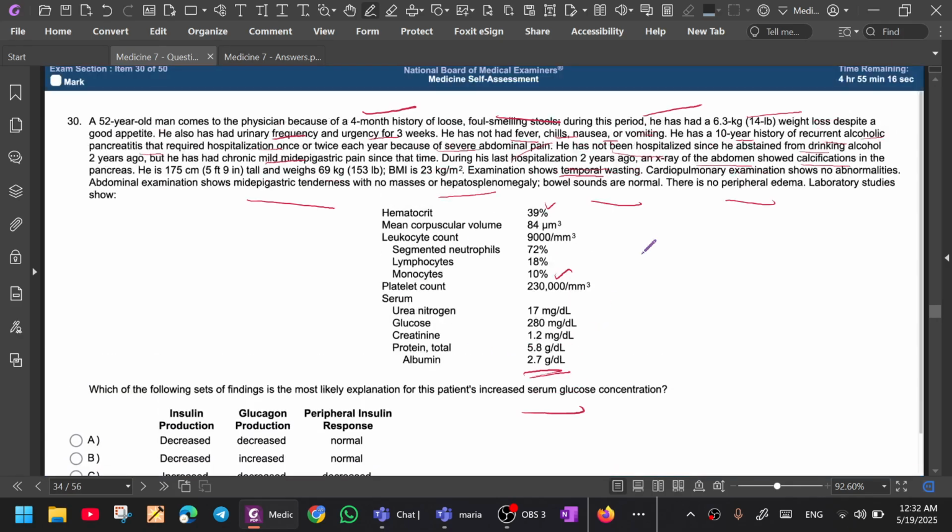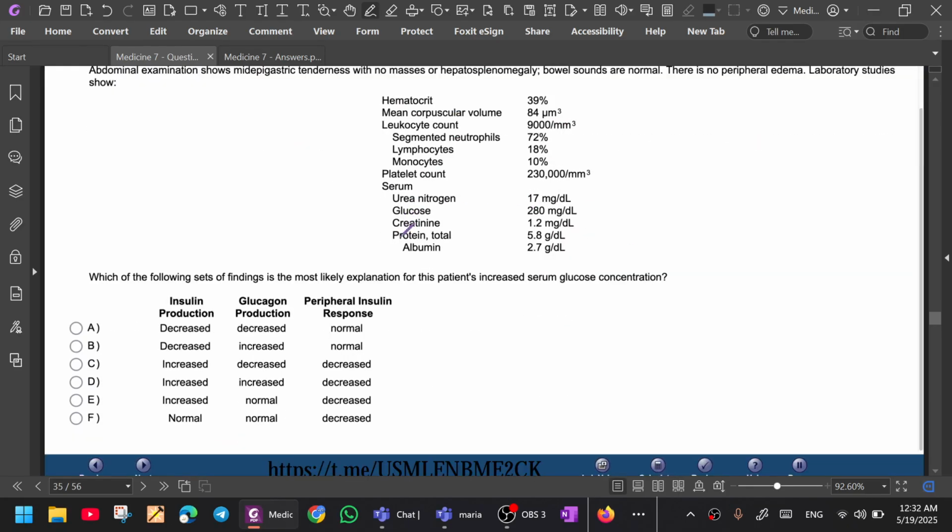Serum urea, it always takes me time. Normal. Glucose is high. Creatinine, I believe, is normal. Protein is 5.8, normal, and albumin is low. Which of the following sets of findings is the most likely explanation for this patient's increased serum glucose concentration? So what's causing the high glucose? Let me go back down. For this patient, insulin production. What does he even have?